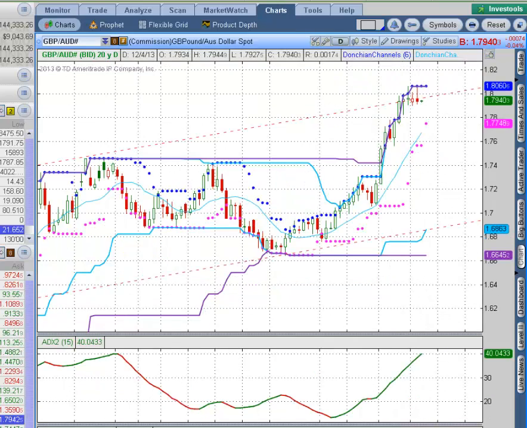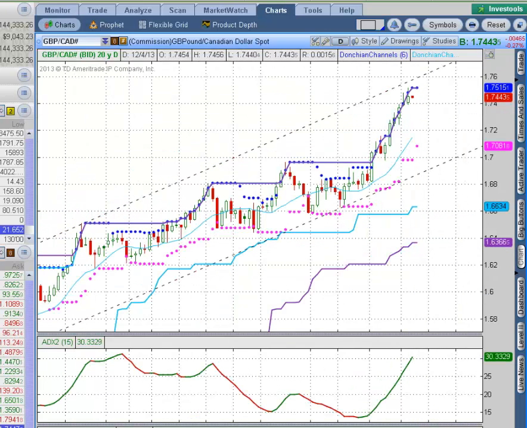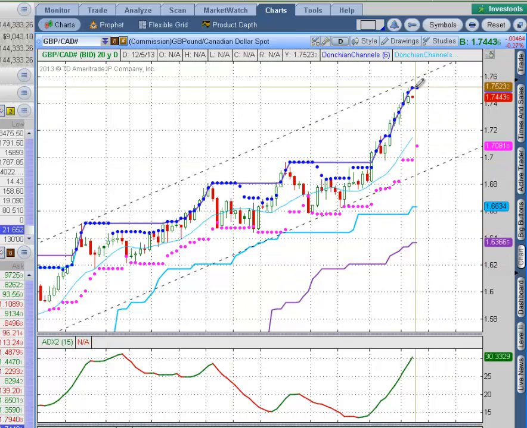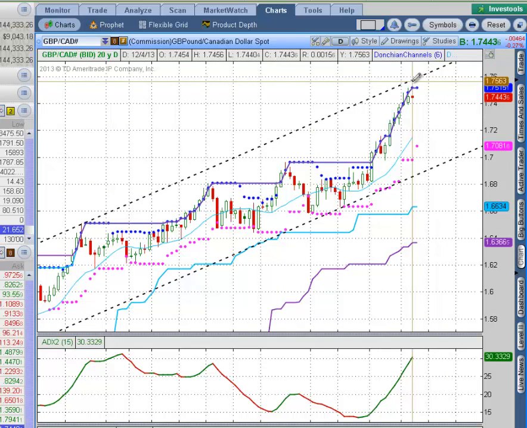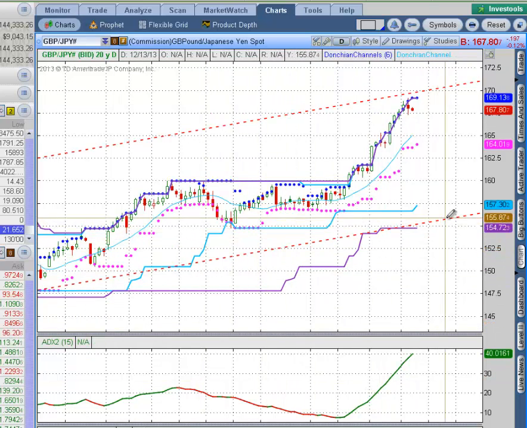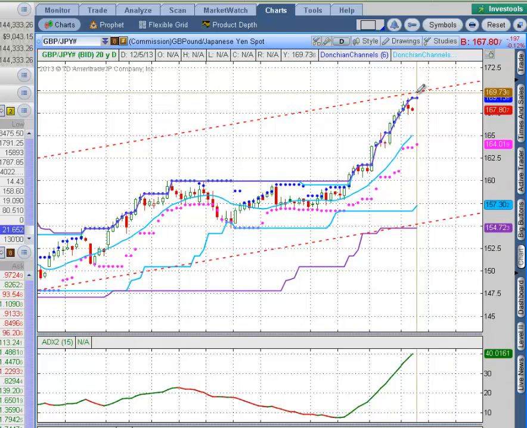Here's the Pound Aussie dollar. We are in a short-term uptrend channel, and price is right at the upper edge. Here's the Pound Canadian dollar. We're in a longer-term uptrend channel, and price is very close to the upper edge of the channel. The last qualified pair is the Pound Yen. It's in a short-term uptrend channel, and price is right at the upper edge.